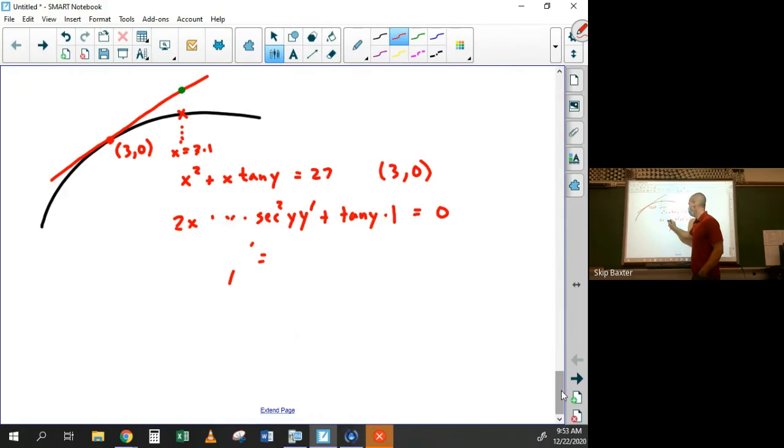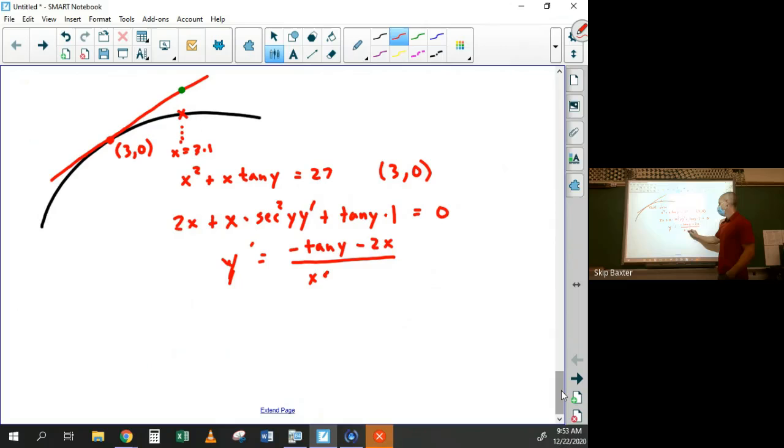Sorry. 2x plus x. Okay. So this is going to be y prime equals, trying to skip steps, negative tangent y minus 2x over x secant squared y. Did I mess up? On the original equation you wrote down should be x cubed. Oh, really? Okay. So this would be 3x squared.